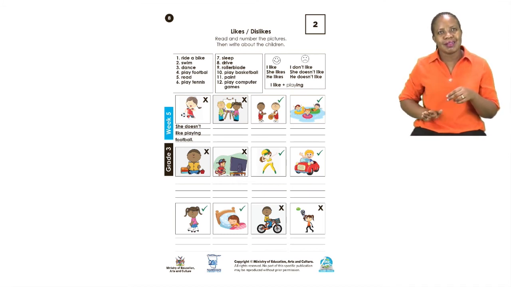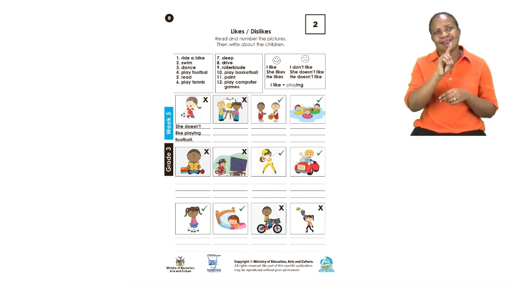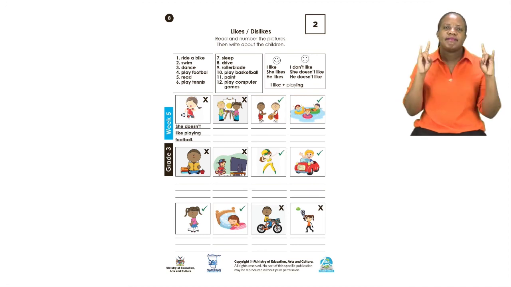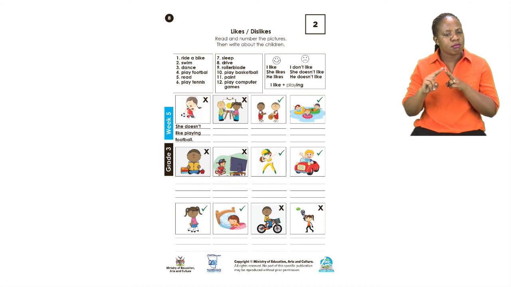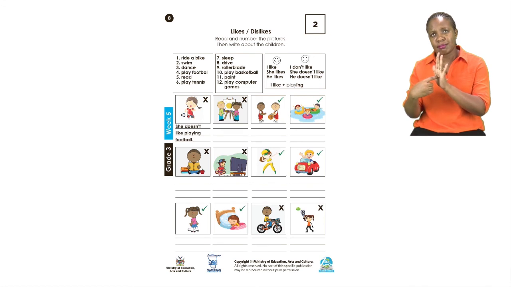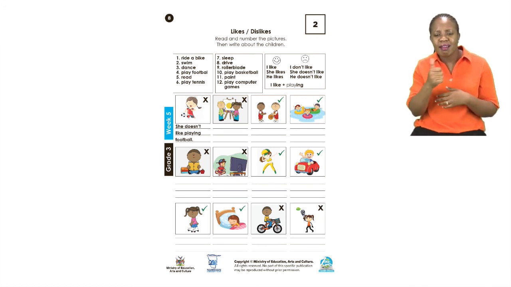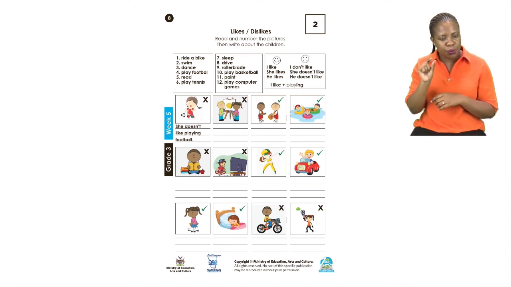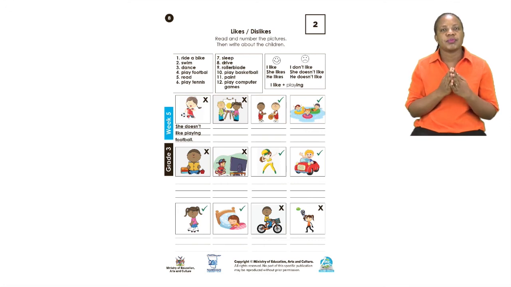Where you can see a tick in the corner of the picture, that means you're going to use like. Please take your time when you're making your sentences. And don't forget to add a capital letter at the beginning and a full stop at the end. What are the other things you like or dislike? Can you think of any that are not here? Good. When we are done, double check your sentences and I will speak to you after this advert break.